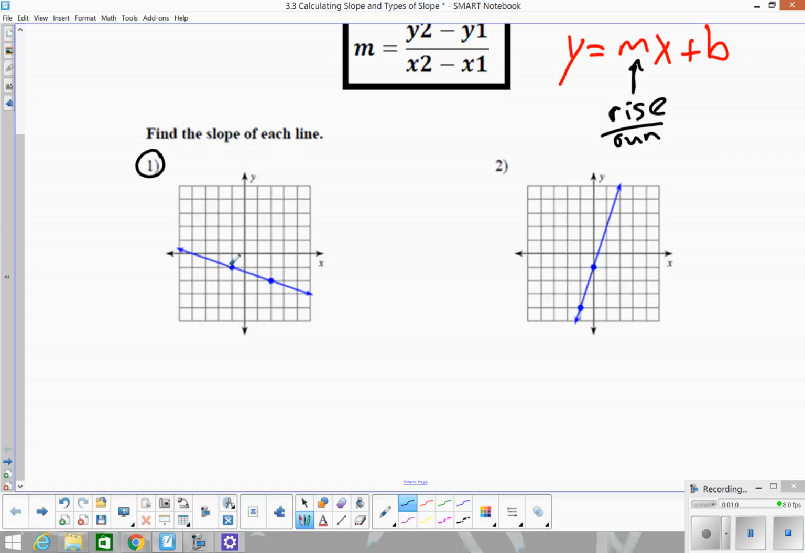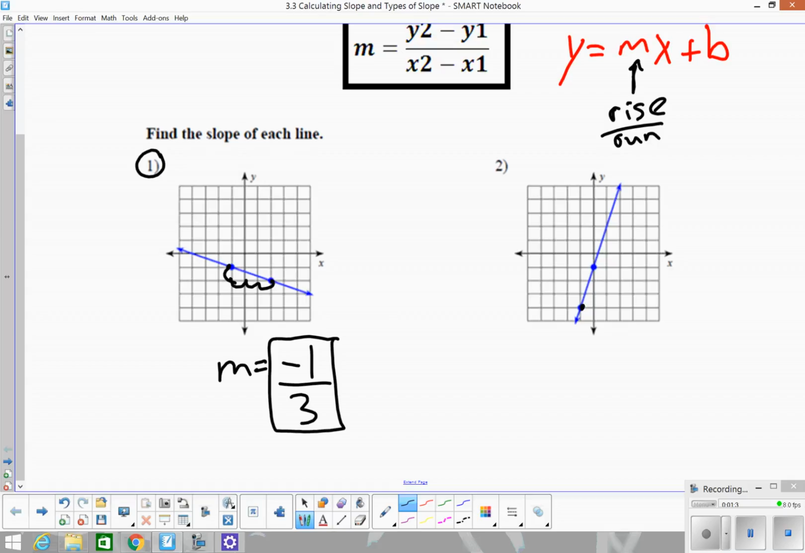Now remember, I said start from the left and work your way right. Am I going up or down to get to my second point? I have to go down one, so that would be a -1. Now I need to go right 1, 2, 3. So that would be over +3. So my slope would be -1/3. Good. Let's go ahead and try this one.